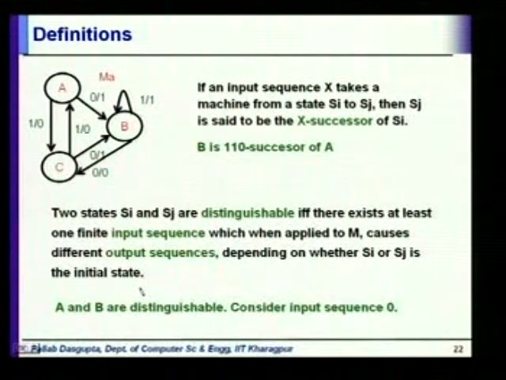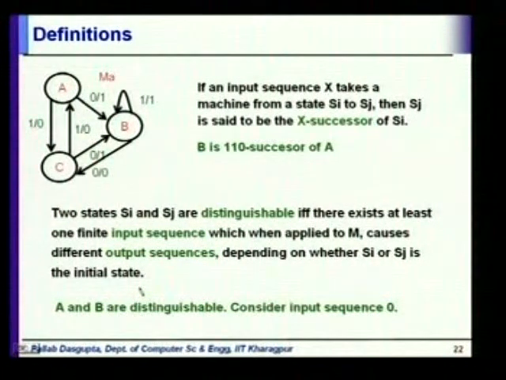If there is no finite sequence for which they are distinguishable, then obviously because this is a finite state machine, there is also no infinite sequence for which they are distinguishable. In which case we mean that if you are in Si or Sj, no matter what input sequences are given, the two will produce the same output sequence.